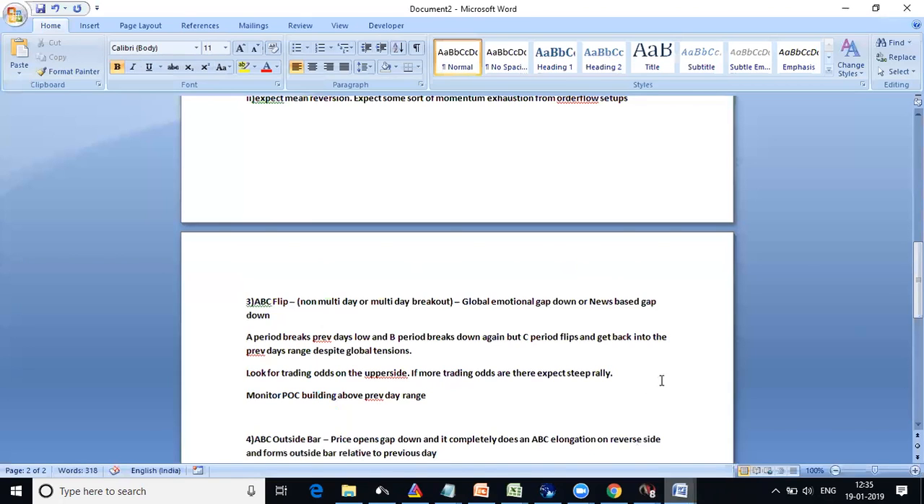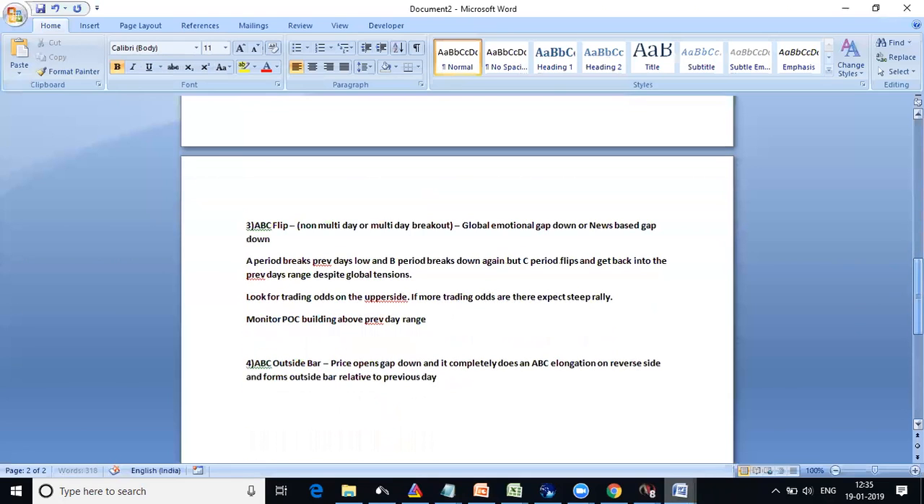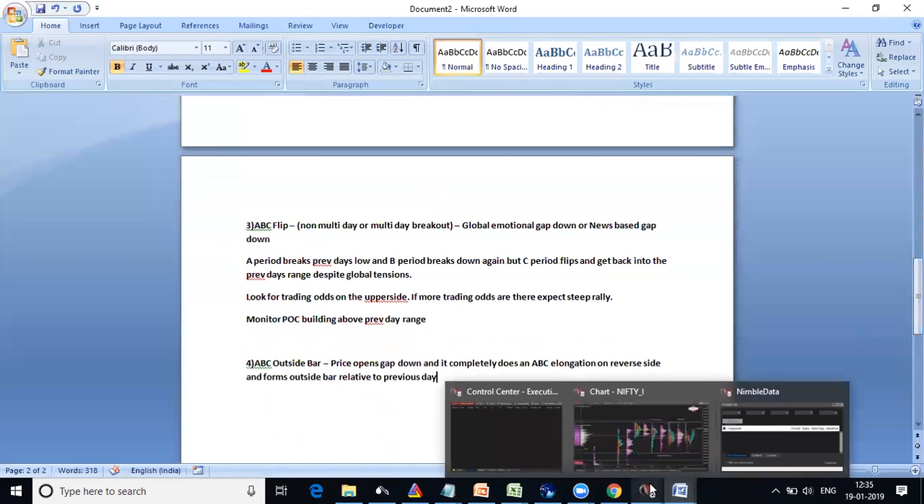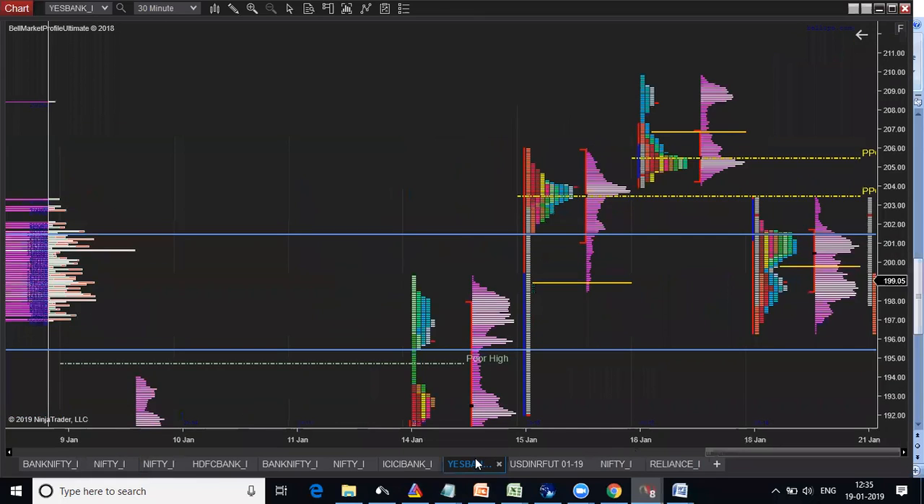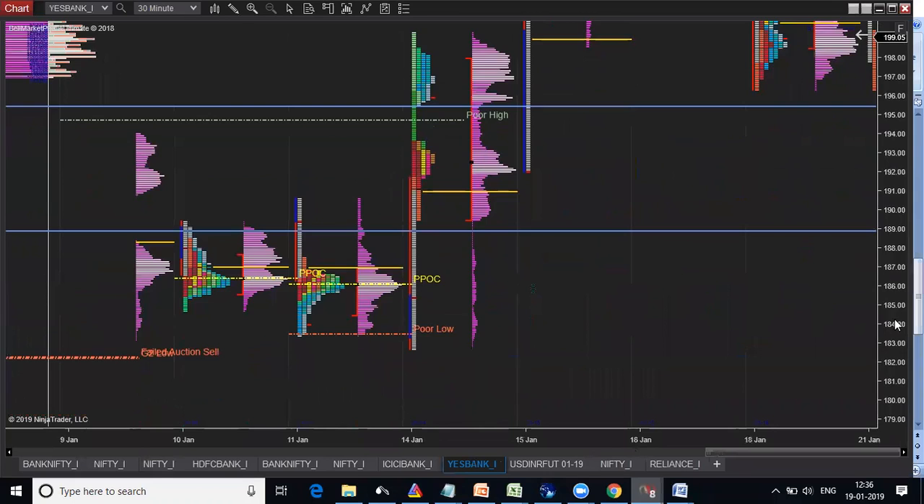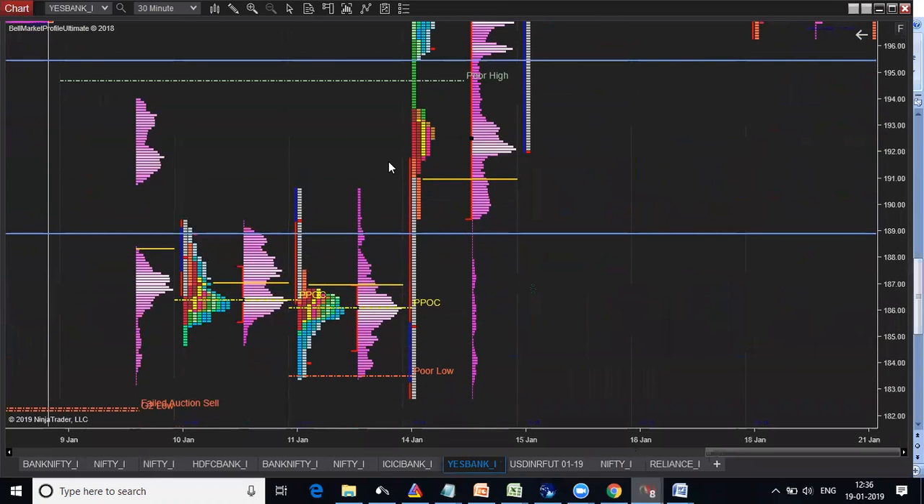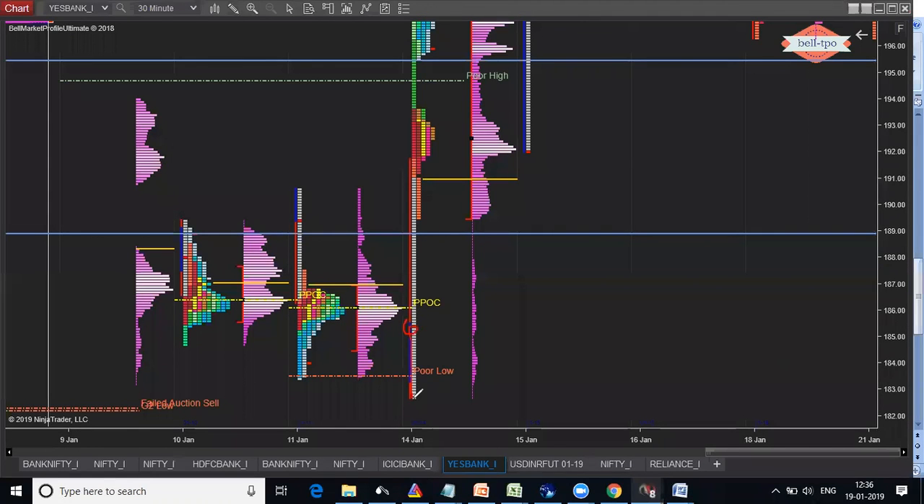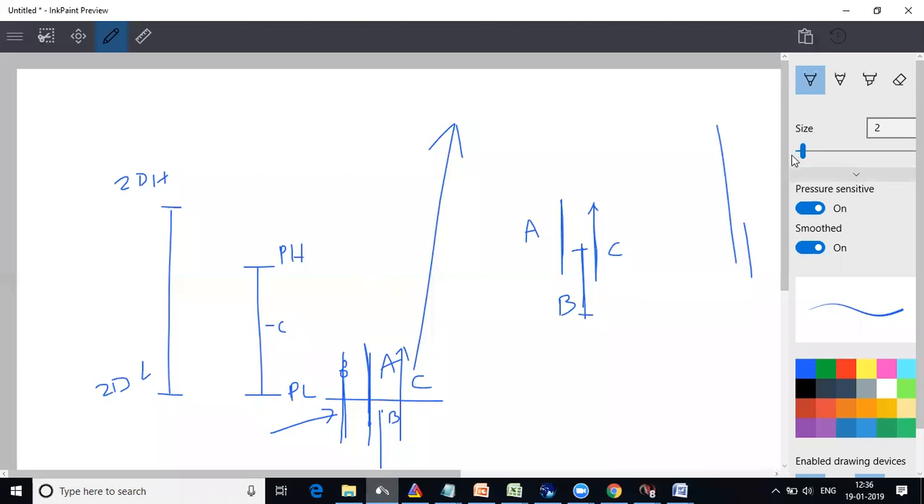To explain this, I want to take a recent example. I think not ICICI Bank, but the Yes Bank example. One of the days we are talking about, there was an ABC elongation. Price opens here casually. It took the previous day low, got back in, it became completely rejected, and then B and C. If I try to picture it, it will be coming like this.